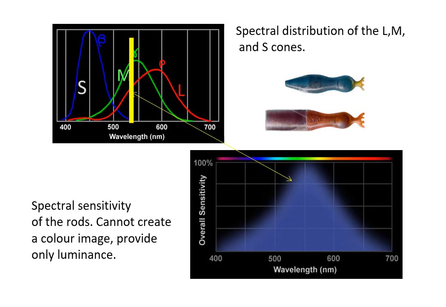Corresponding to the colorized spectrum we have seen in the previous slide, here we see the spectral distribution of the long, the medium and short wavelength cones. So the short corresponds to the blue, the medium to the green, and the long to the red. On the other hand, the spectral sensitivity of the rods that we see here is such that it cannot create a color image because it provides only luminance. We see that, in fact, this is the wavelength at which the rods are sensitive.